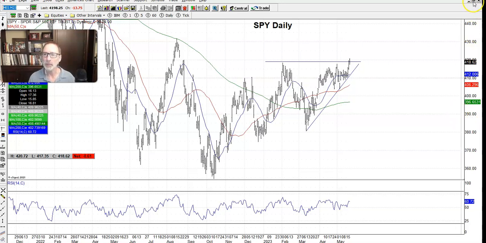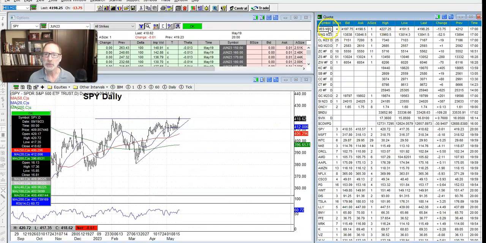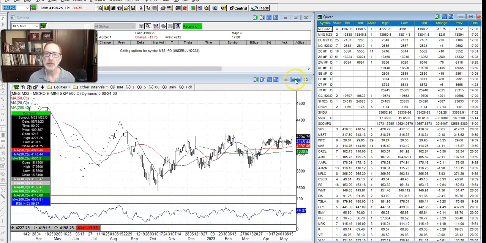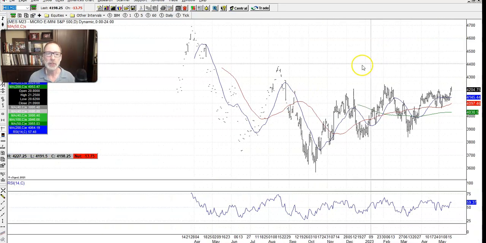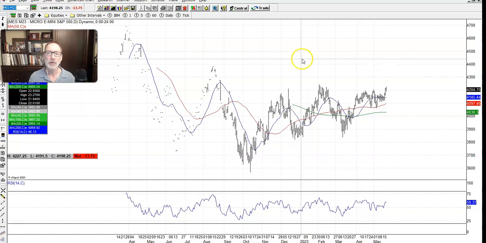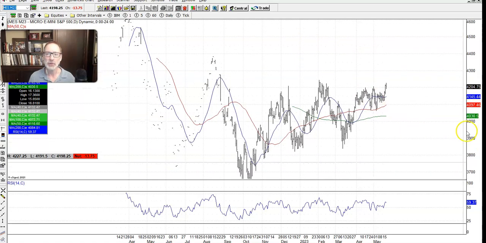And I'll bring up the E-mini futures. Let me bring this up here. So these are the June 2023 contracts, the front month futures contract for the E-mini futures. It looks just like the SPY. It's basically the same instrument. So you can really see we have this top right around here. We can draw a line as well.